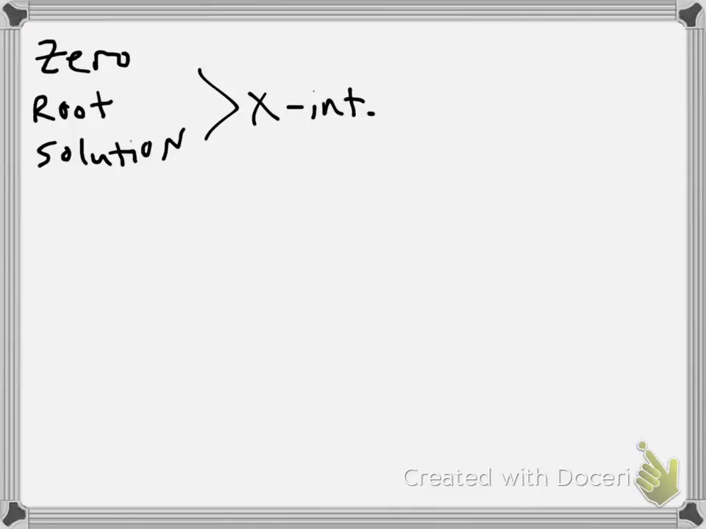or a root or a solution, these all are x-intercepts. It's the value of x when y is 0. And these are real solutions. Real zeros, real roots, real solutions. If it crosses the x-axis, it's a real solution.